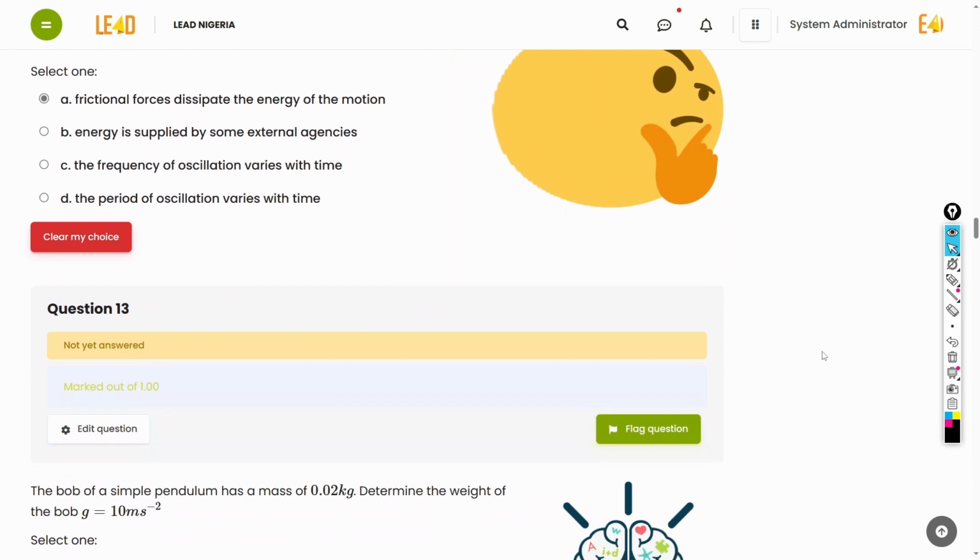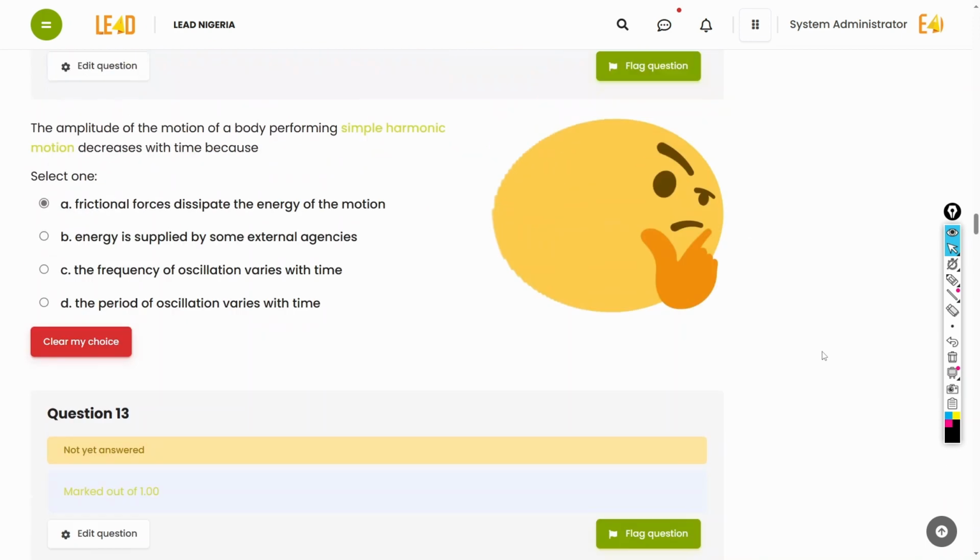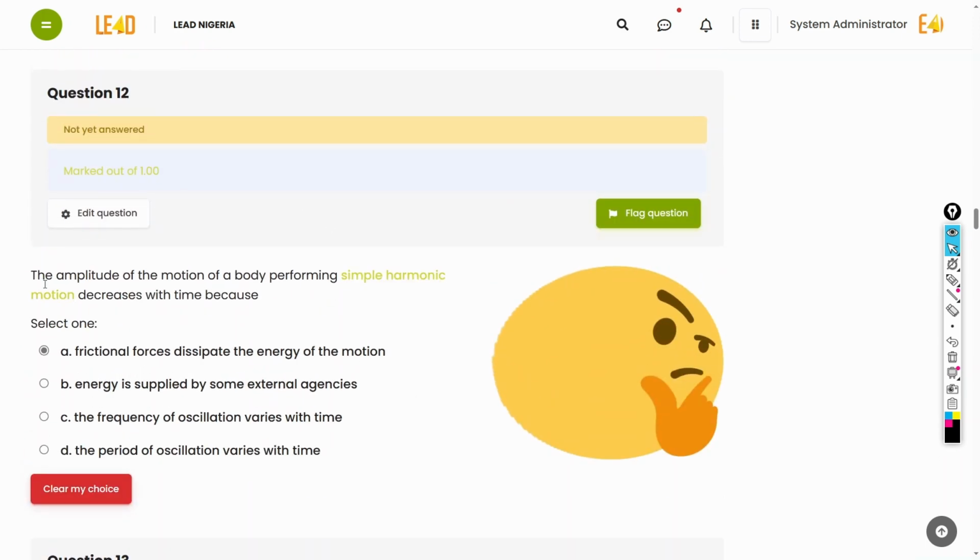Although for the systems that we usually discuss and do calculations on, we assume that friction is 0, for the mass spring system and for the simple pendulum systems.